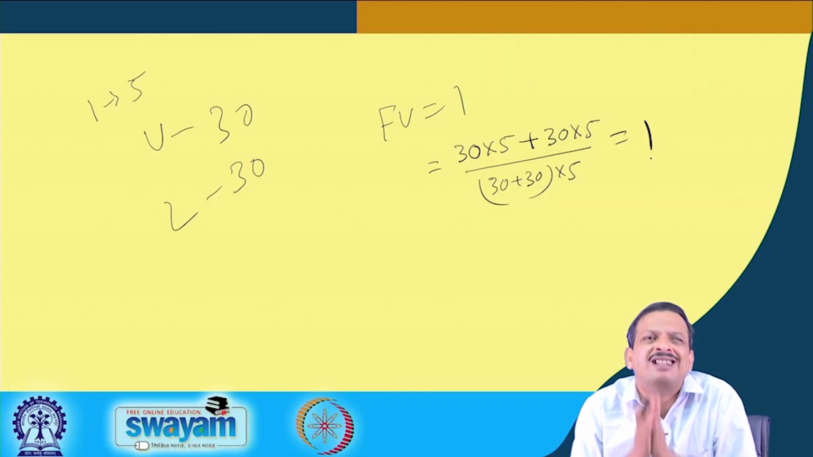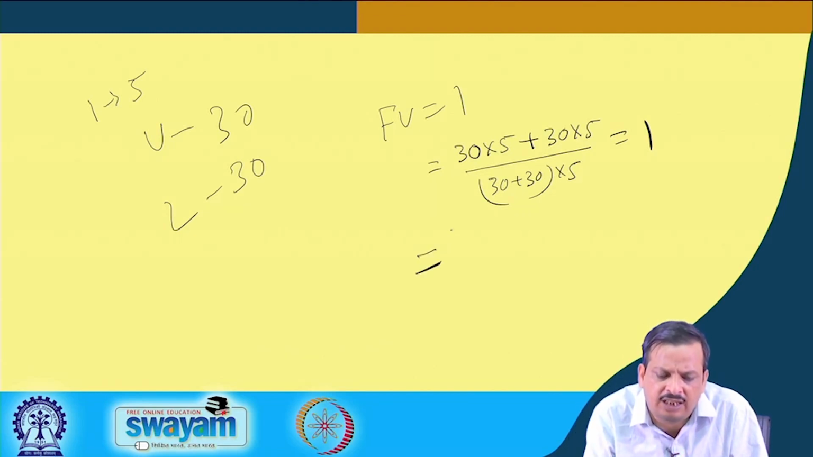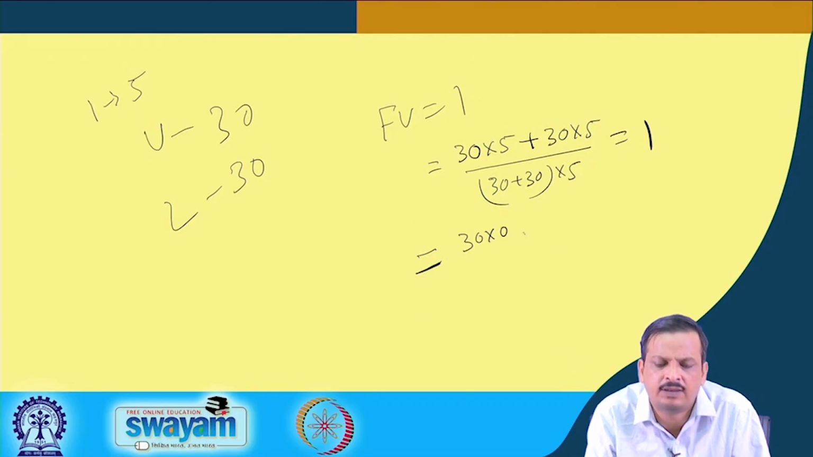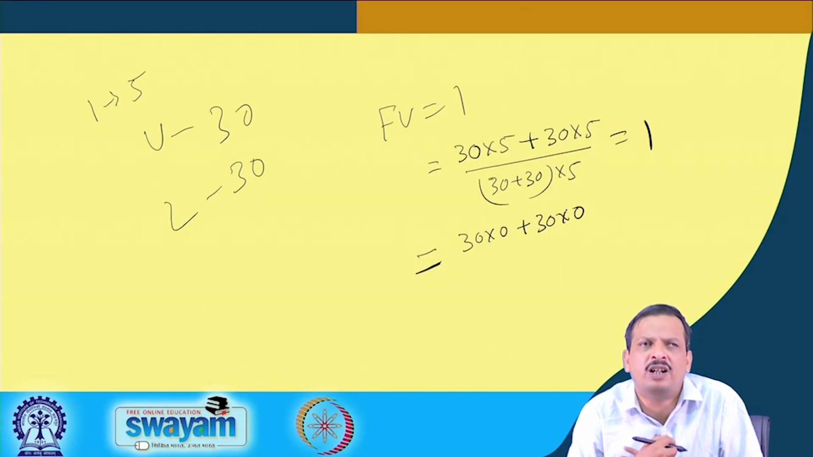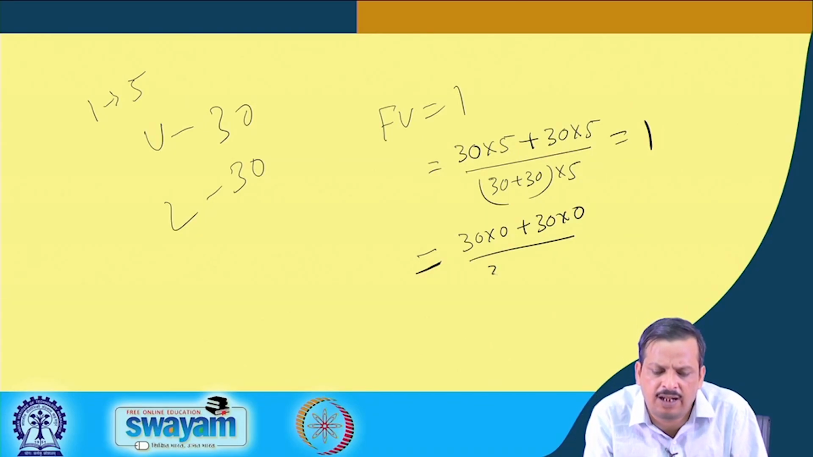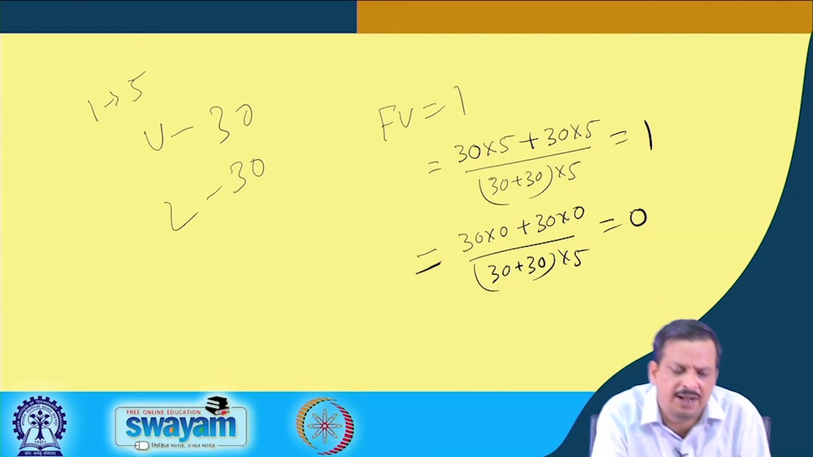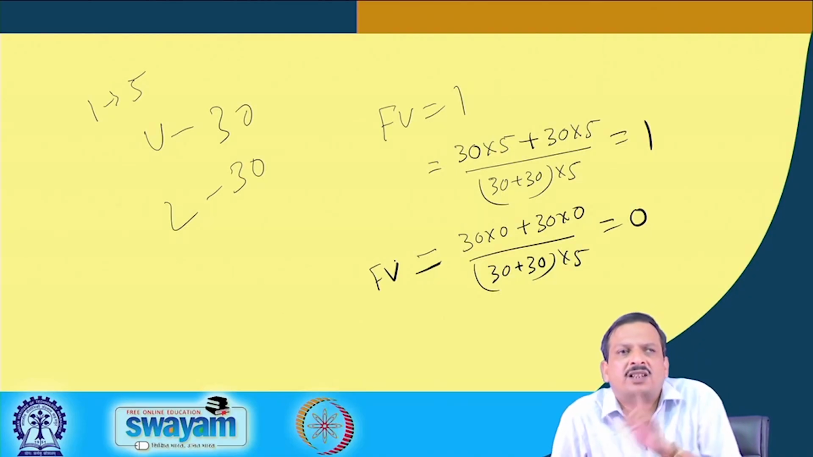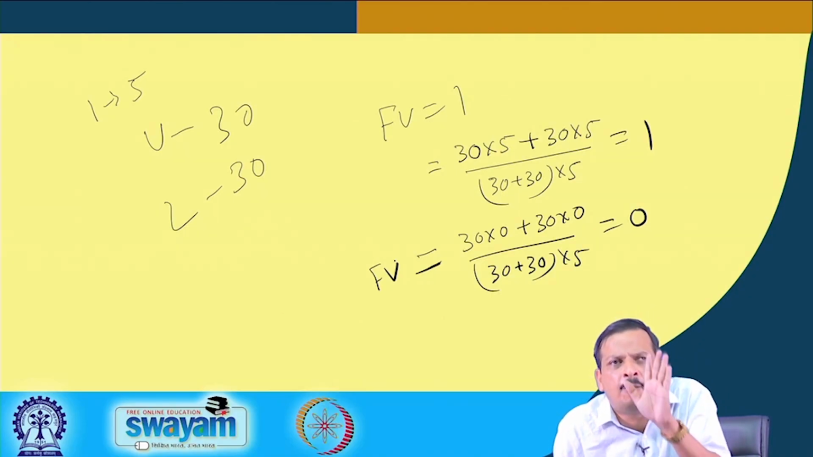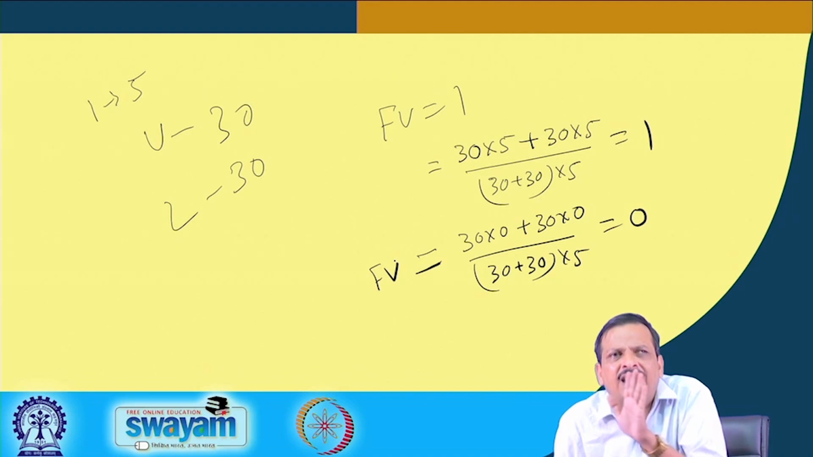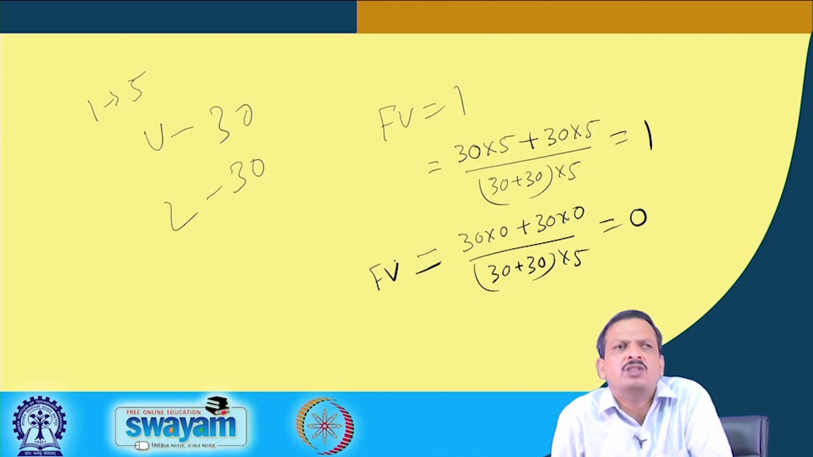That means the question is very easy. Now, if all 30 students in the upper group got 0 marks, all 30 students in the lower group got 0 marks, then 30 into 0 plus 30 into 0 divided by 30 plus 30 into 5 is equal to 0. So, then FB is equal to 0. So, facilitation value is 0 if all upper group students get 0 marks and all lower group students get 0 marks.